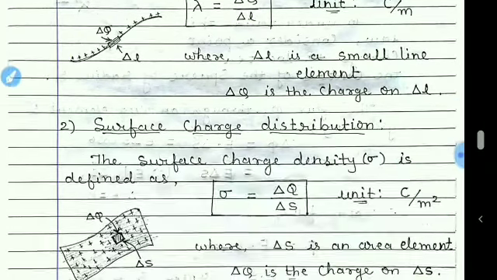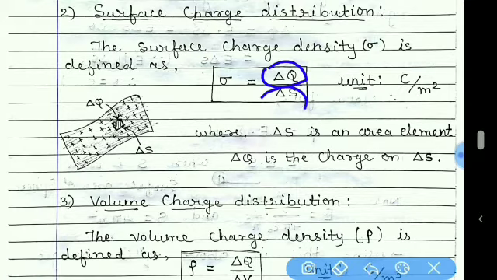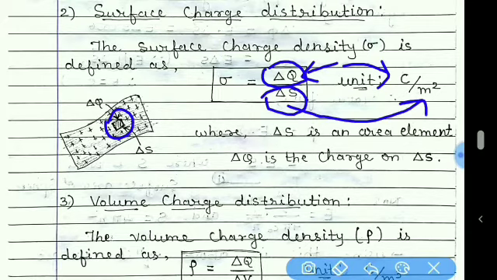Now the unit of this surface charge density: total charge upon total area of this small element. Here it is charge, so charge is in coulomb and area is in meter square. So the unit is coulomb per meter square.